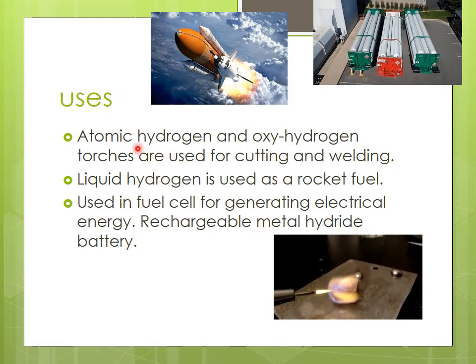Another important use of hydrogen is that atomic hydrogen and oxyhydrogen torches are used for cutting and welding. Look here, this is an oxyhydrogen torch, used for cutting and welding. Another one, liquid hydrogen is used as a rocket fuel. A lot of fuels are used, but liquid hydrogen is cheap and best. Another one, it is used in fuel cells for generating electrical energy. We have already studied that hydrogen can be used in a fuel cell and can produce a rechargeable metal hydride battery.